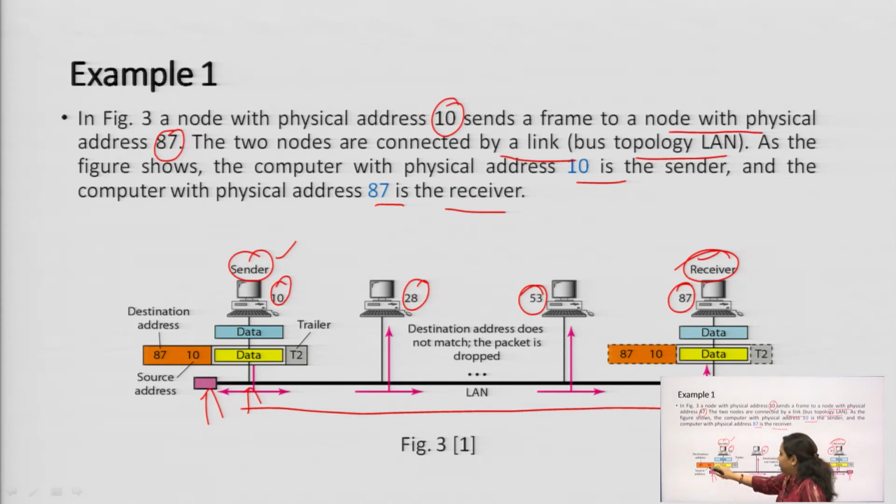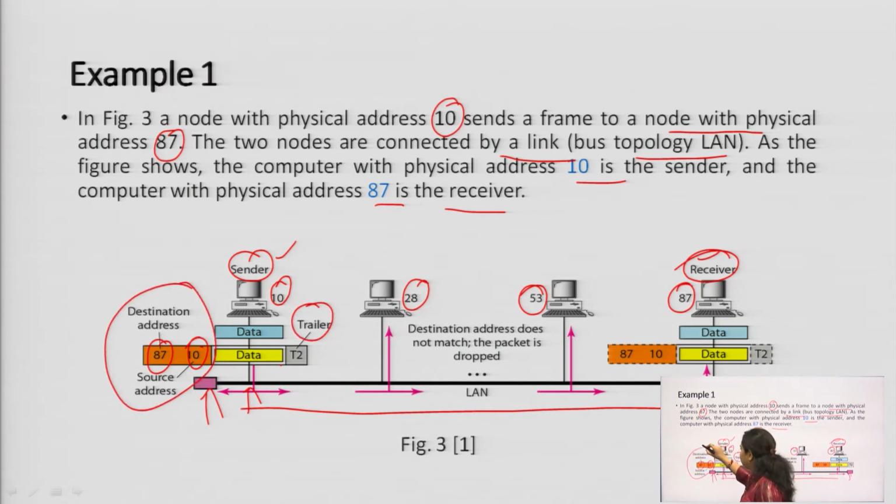Now, these are the frames that have been formed. You can see how you have to provide the data and how you have to insert the addresses. This is the destination address, which is 87, the physical destination address. This is the source address, the physical source address. The device having address 87 is going to receive the data. The device having the physical address 10 is going to send the data. This is the data and this is the trailer bits. The orange color is showing the header.